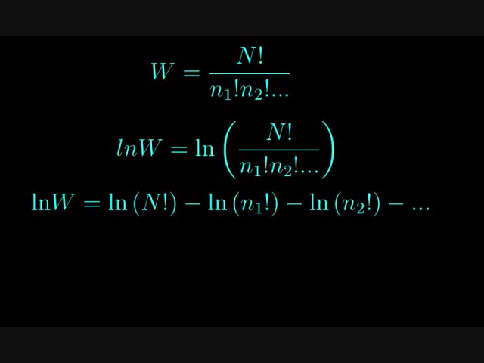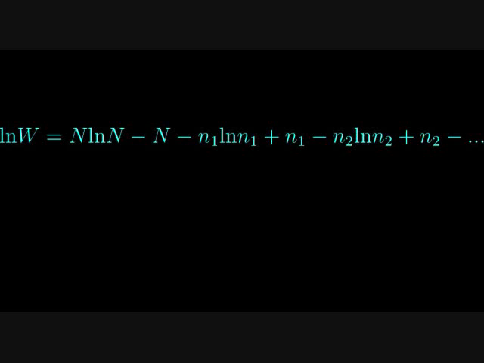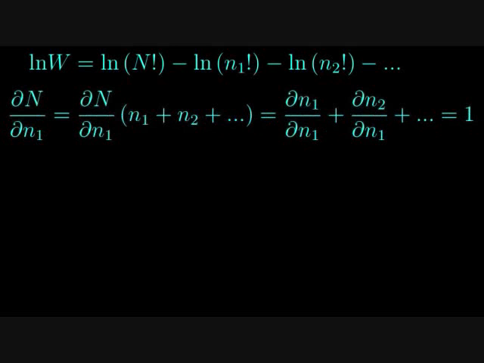Use Stirling's approximation to replace terms of the form natural log of x factorial with x times the natural log of x minus x. Later we will need the derivative of N with respect to n sub 1. N can be written as n sub 1 plus n sub 2 plus ..., and since n sub 1, n sub 2, ... are independent variables, the derivative is just 1.